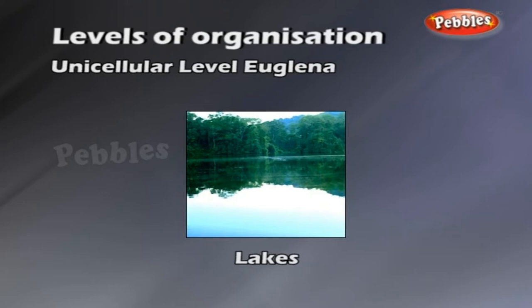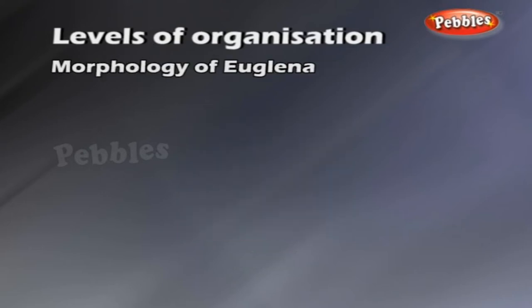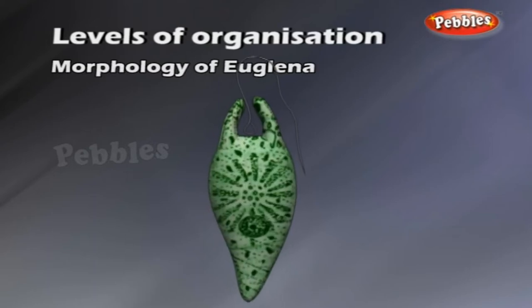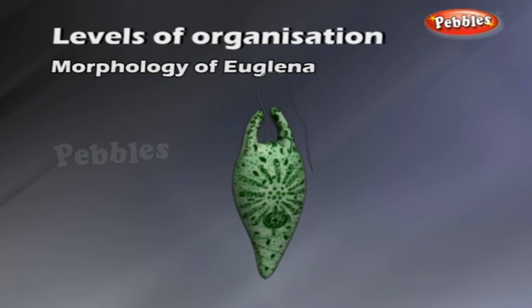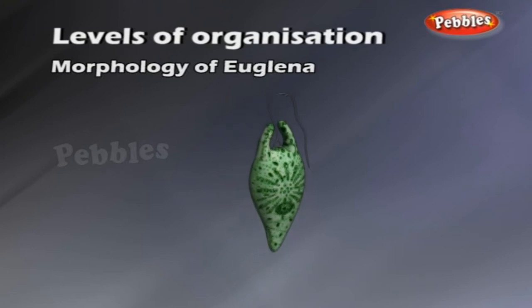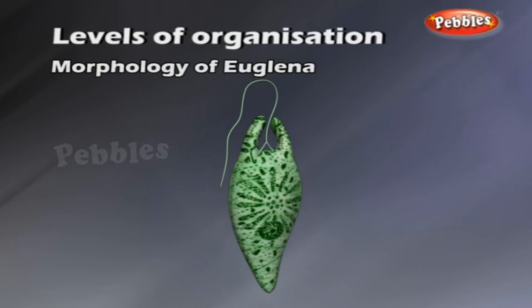Morphology of Euglena. Euglena is green, slender, and elongated, spindle-shaped in appearance. It measures about 40 to 60 μm in length and 20 to 40 μm in breadth. The body is protected by the pellicle, which underlies the plasma membrane. The pellicle is thin, flexible, and strong.